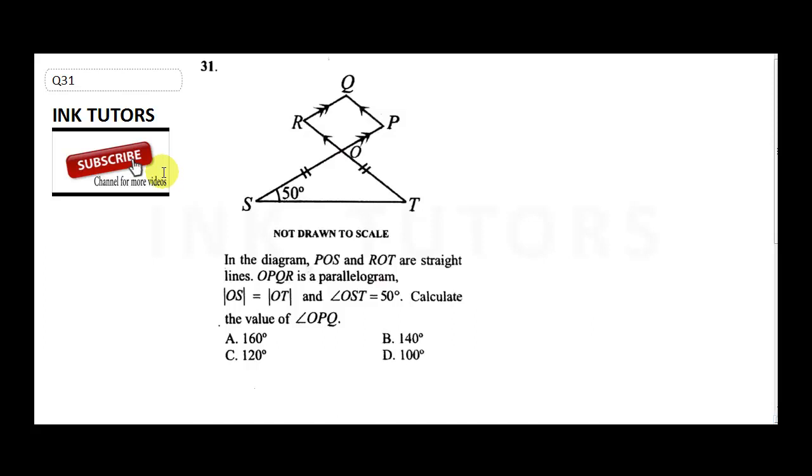Now, this question says in the diagram, POS and ROT are straight lines. OPQR is a parallelogram. Line OS is equal to line OT and angle OST is 50 degrees. Calculate the value of angle OPQ.